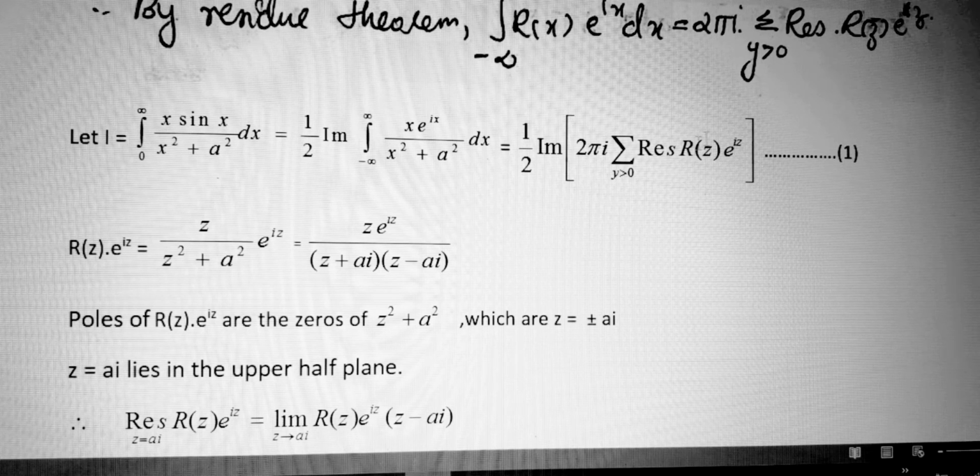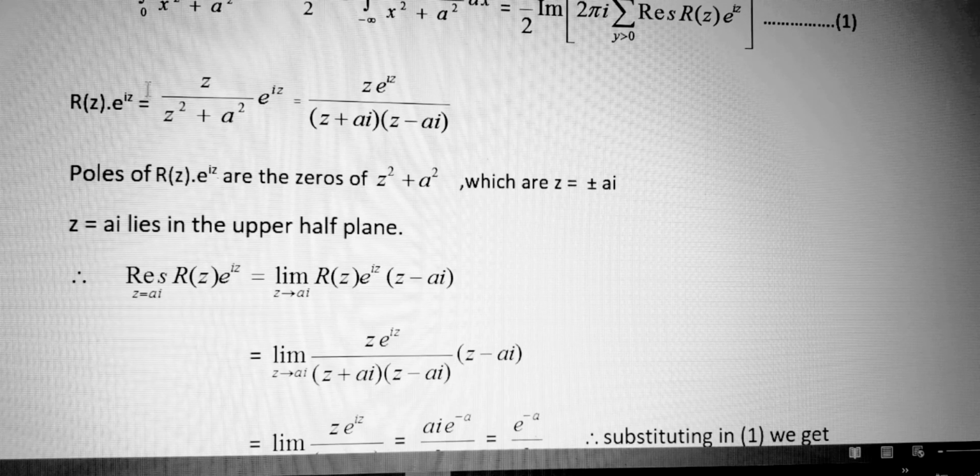Now we find residue of r of z into e raised to iz. Now r of z into e raised to iz is z by z square plus a square into e raised to iz, which is z e raised to iz by z plus ai into z minus ai. Therefore, poles of r of z into e raised to iz are the zeros of z square plus a square, which are z equal to plus or minus ai. Here z equal to ai lies in the upper half plane.